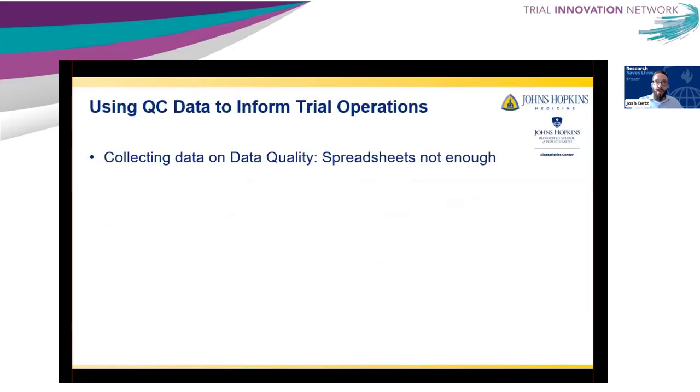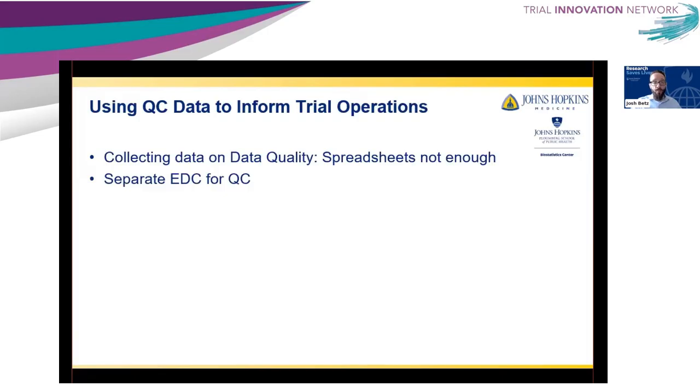And we can also use the data we're collecting to inform trial operations. For example, collecting data on data quality issues. Simply collecting things on spreadsheets isn't enough because, again, if we're going to make this data operationally available, it needs to be collected in a clear and consistent way.